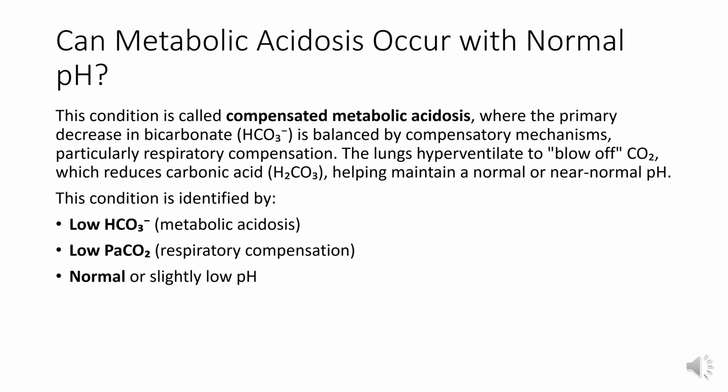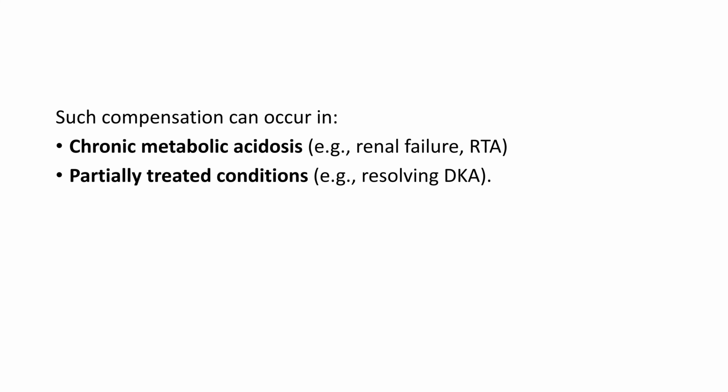Sometimes, despite being in metabolic acidosis, patients may have normal pH. It is called compensated metabolic acidosis. In this condition, there is low bicarbonate compensated by respiratory alkalosis, maintaining near normal pH. Common examples are chronic renal failure and resolving diabetic ketoacidosis. While compensation stabilizes pH temporarily, untreated causes can lead to decompensation, resulting in critical illness.